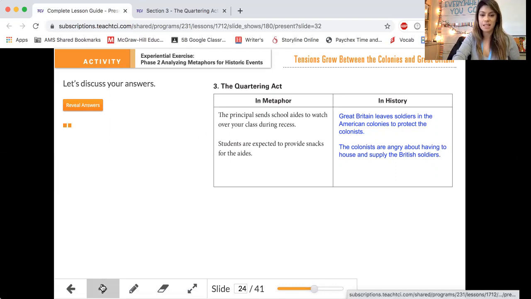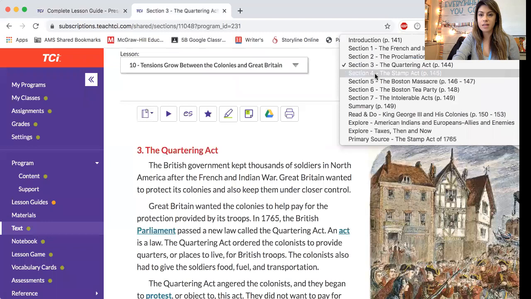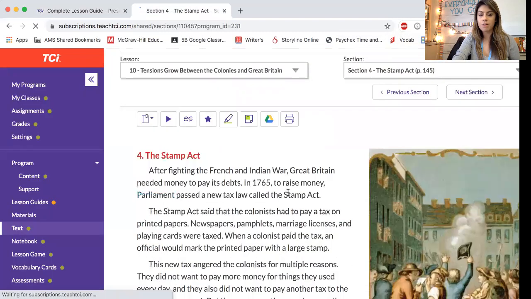All right. Here we go. You are now going to read section 4, the Stamp Act in TCI. It looks like this. Go ahead and pause the video so you can read that and be ready to fill out the chart.